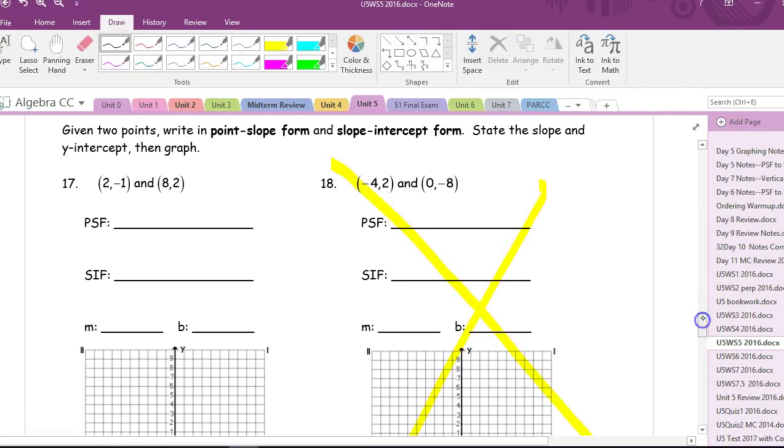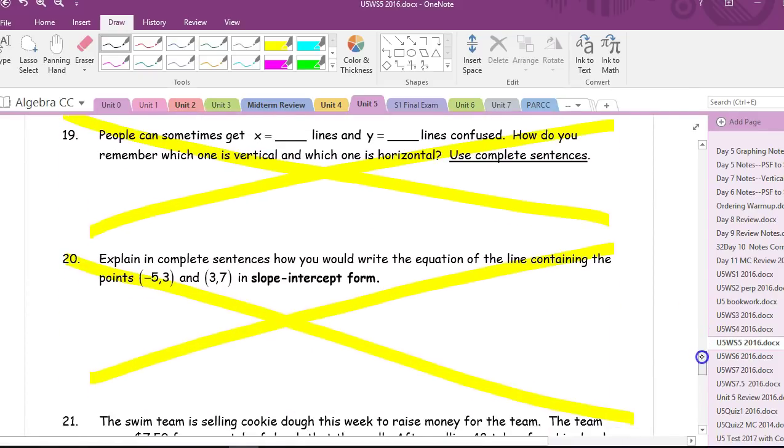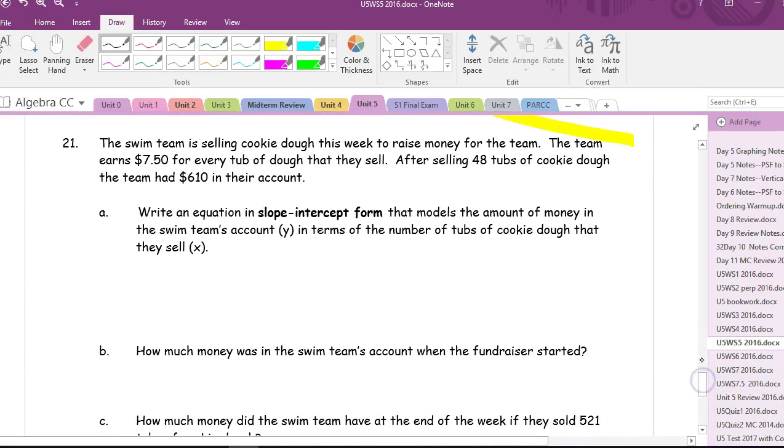We're going to cut 18 because I don't feel like doing it. 17 is fine. You're going to find your slope, do PSF, distribute to SIF, identify slope and y-intercept, and then you're going to graph for me. And then on the back, we're going to cut 19 and 20. Lucky you. And then 21, I'm going to give you a hint on.